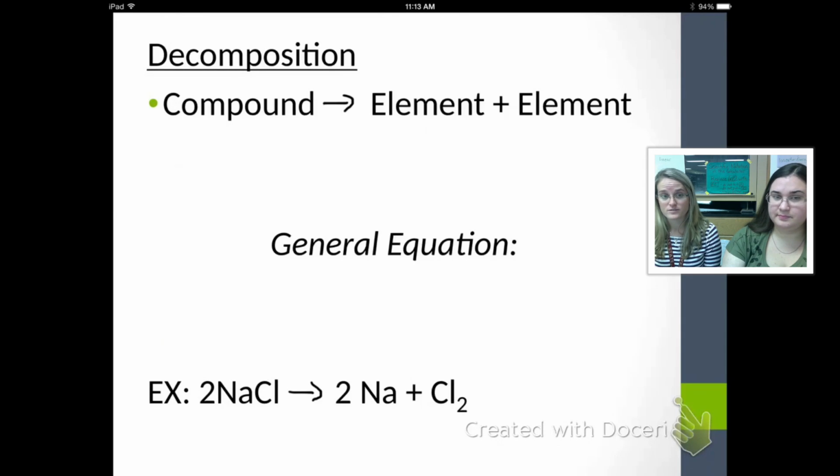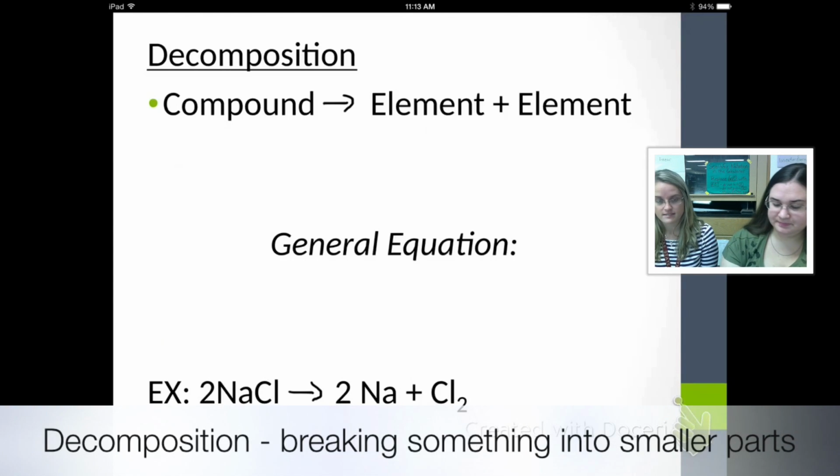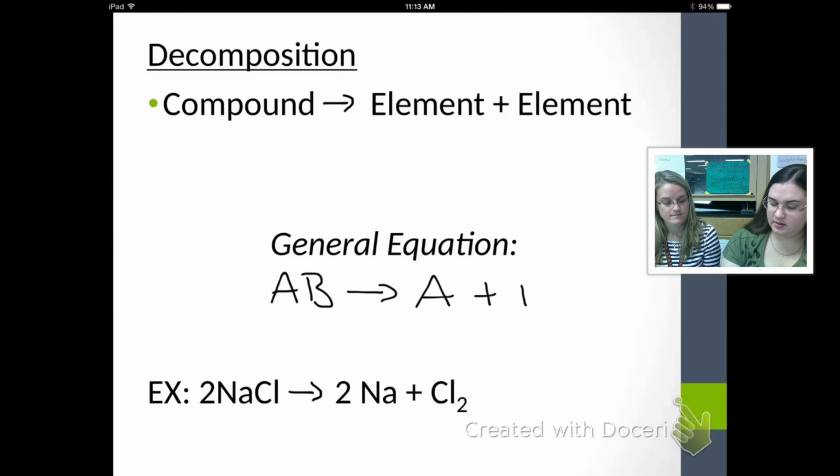Okay. So, next reaction we want to talk about is decomposition. Our general equation for decomposition is we have one compound breaks down into 2 simpler substances. Because if we're decomposing, we're breaking apart. Exactly. So we have compound AB breaking down to A plus B. Alright, so in our example equation, we have sodium chloride, that's one substance, breaking down into 2 simpler substances, sodium and chlorine.